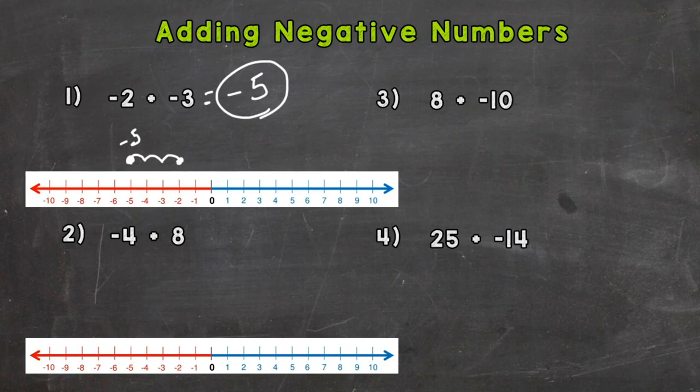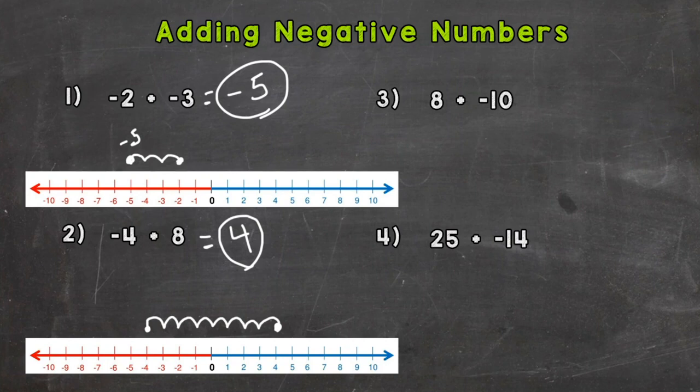We start here at -4, and we're adding a +8. So instead of going to the left this time, we're going to go to the right. We're going to go the positive way, 8 jumps. 1, 2, 3, 4, 5, 6, 7, 8, and we end up on +4. So if we start at -4 and we add 8, we'll end on 4, which is our answer.